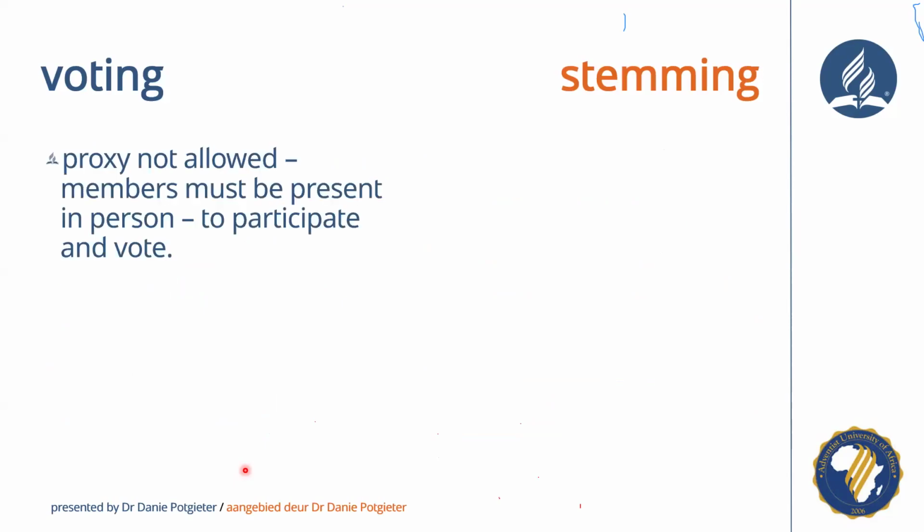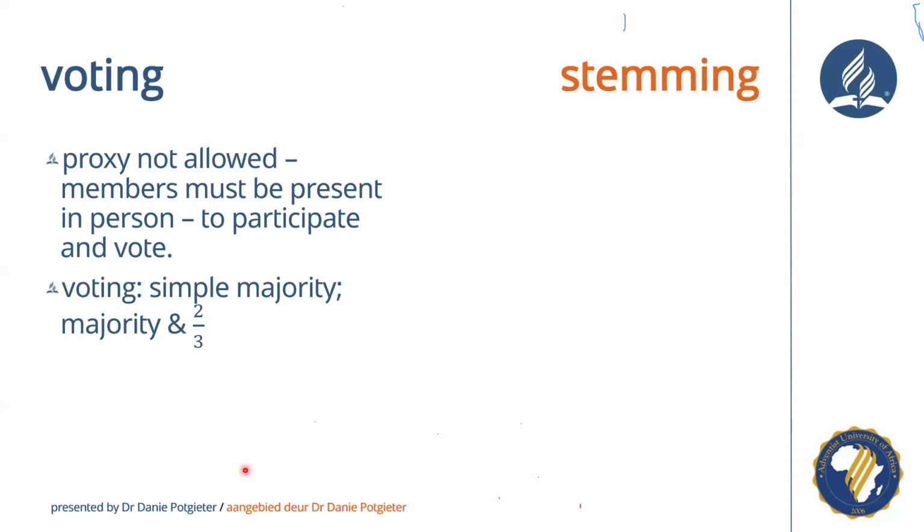When we speak about voting, we touched on the proxy, that members have to be present. Otherwise, you will not be allowed to vote, or your vote will not be considered. And when we count the voting, you have a simple majority, you have a majority, and you have a two-thirds majority. When you have a simple majority, it really means that more people are in favor of the motion than people against the motion.